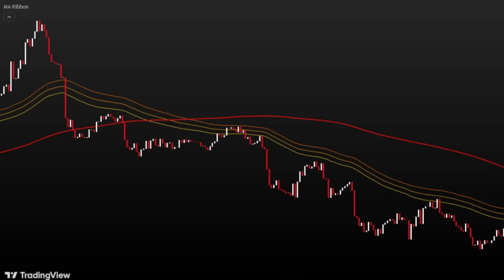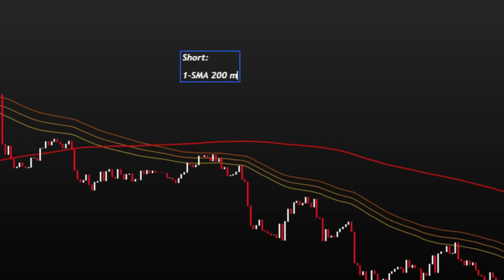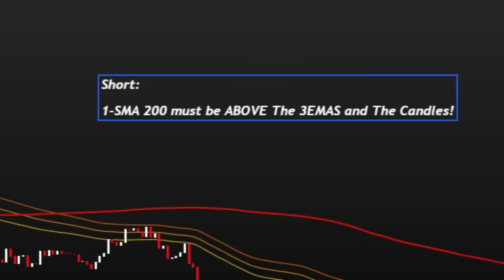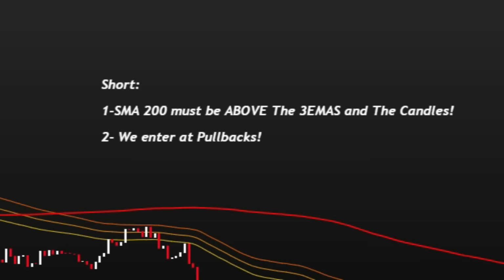The criteria for short positions work in a similar way. First, the SMA 200 must be above the candles and the 3 EMAs. This shows that the long-term trend has turned bearish. Just like with the long trades, we enter on a pullback to the EMAs. This helps us avoid fake breakouts and allows us to tighten a stop loss, giving us a much better risk-reward ratio.